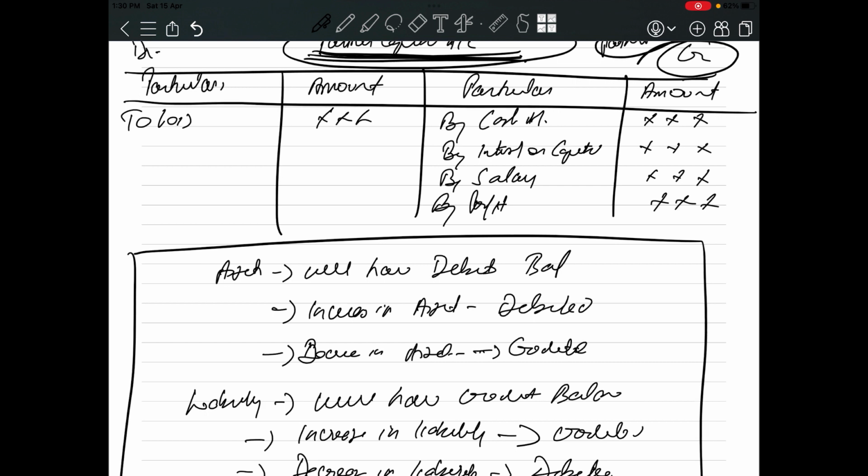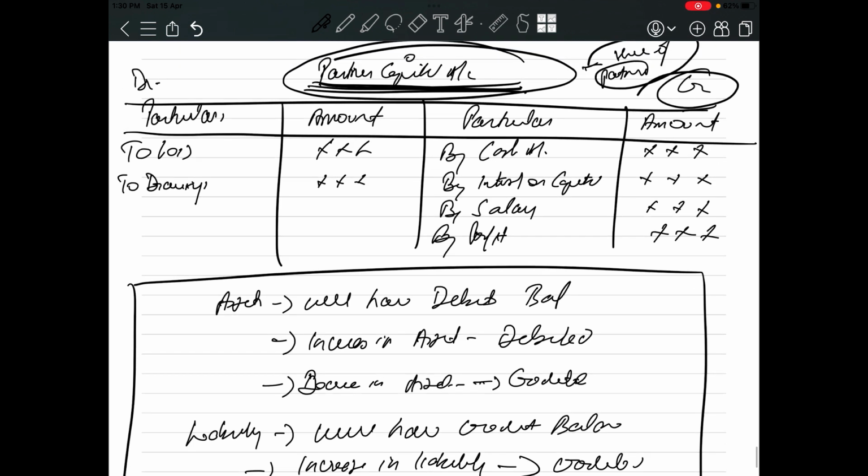Likewise, if a partner has made any drawings, he is withdrawing money from the business for personal use. What will be the effect of drawings? It will reduce the partner's capital account, so we will write it in the debit side. Remember the rule: in case of liability, increase will always be credited, decrease in liability will always be debited. Likewise, interest on drawings will also be debited, because this will reduce the capital of the partner. It is a loss for the partner.